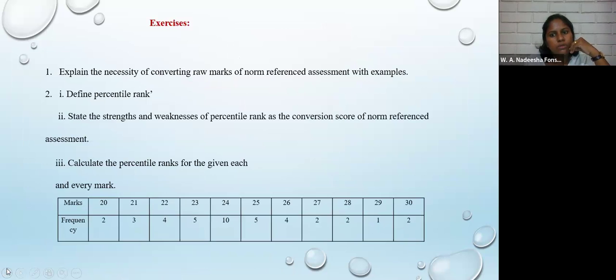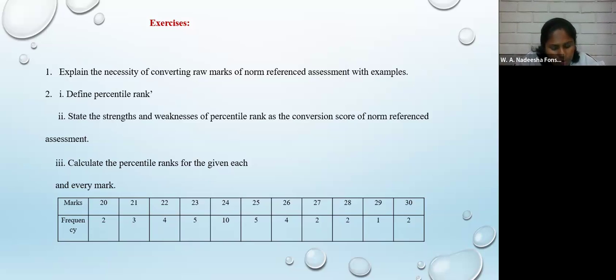Exercises. Here this is from percentile rank. These are the types of questions you may have in the exam. Explain the necessity of converting the raw marks of norm reference assessment with examples. Norm reference assessments we discussed on the first day. In the exam, we won't ask you what is norm reference assessment like that. So you may have questions like this. Explain the necessity of converting raw marks from norm reference assessments.